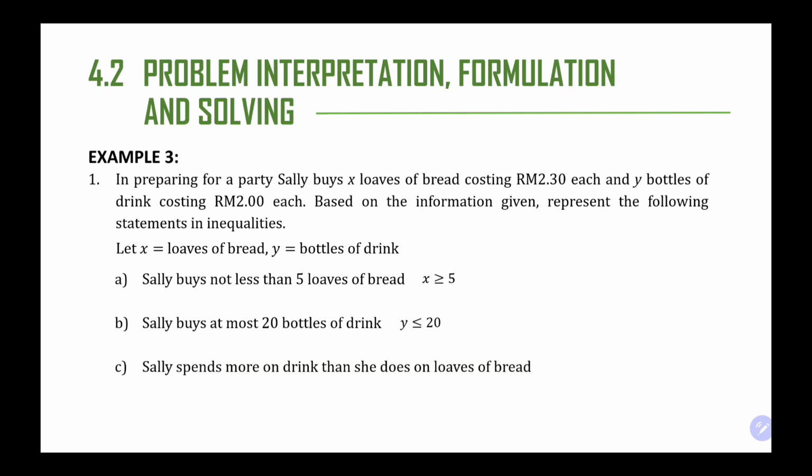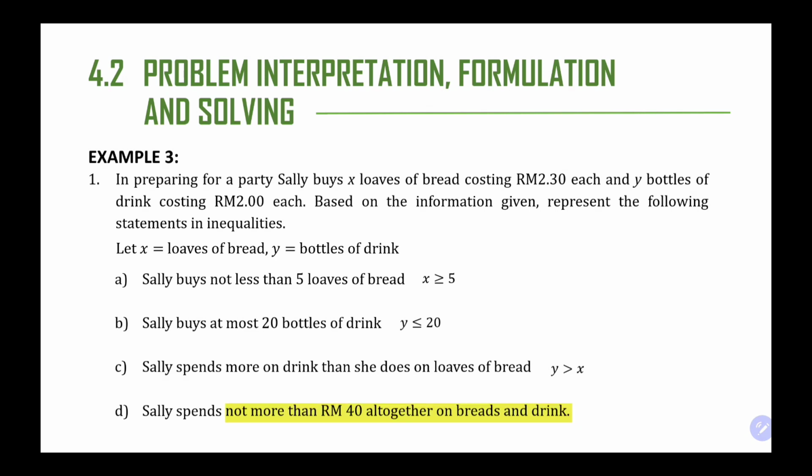And Sally spends more on drink than she does on loaf of bread. Means drink more than bread. So drink is Y, Y greater than bread, X. So Y greater than X. And next, Sally spends not more than RM40 altogether on bread and drink. Cost for bread is RM2.30 and cost for drink is RM2. So we add all together, 2.3x plus 2y, not more than, so we use less than or equal to 40.